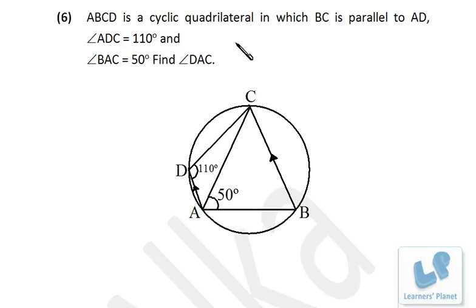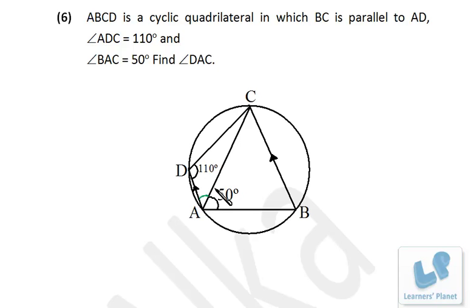Now in this problem, ABCD is a cyclic quadrilateral in which BC is parallel to AD. ADC is 110, this, and BAC is 50 degrees. We have to find out DAC, that is, this angle. Okay.